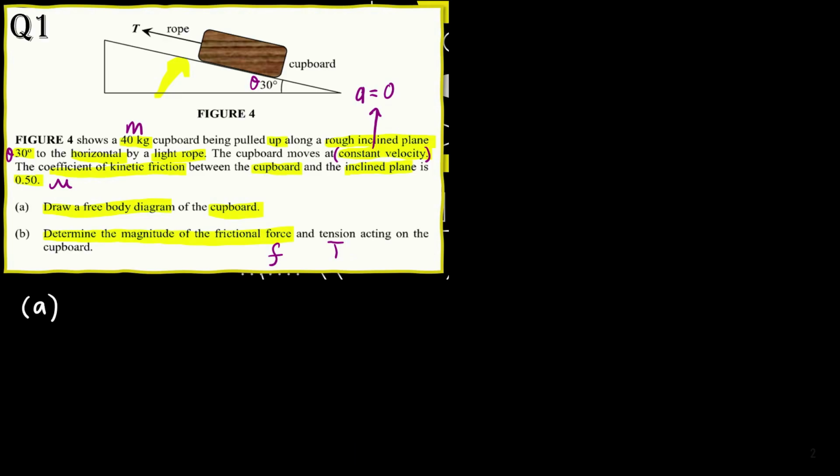So we need to draw the free body diagram. Before we draw the free body diagram, we make sure that we know what type of forces act on the cupboard. First we have normal, and of course we have tension, T, and weight, which is always directed downward, and also we have friction. Because the question says we have the coefficient of kinetic friction, which means that in this case we have friction.